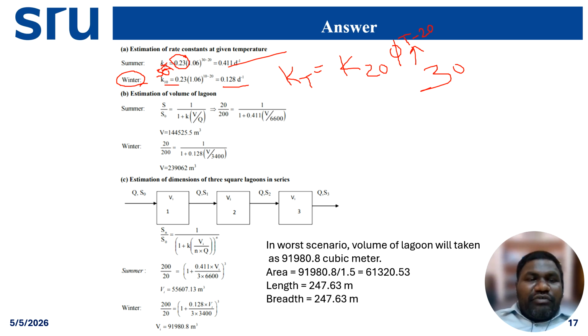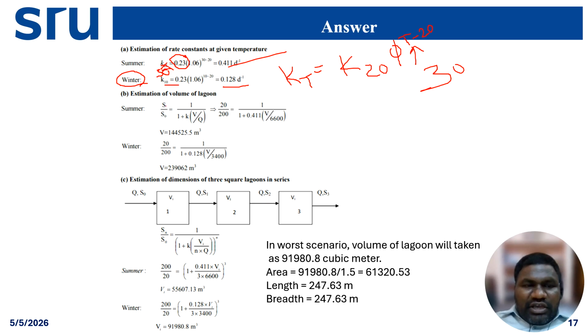Next, we need to calculate the volume of the lagoon. If it is 1, then what could be the volume of the reactor or the pond? See, S by S naught equals 1 by 1 plus K into theta. Theta here means the hydraulic retention time. How to calculate it? Theta equals volume divided by flow rate.